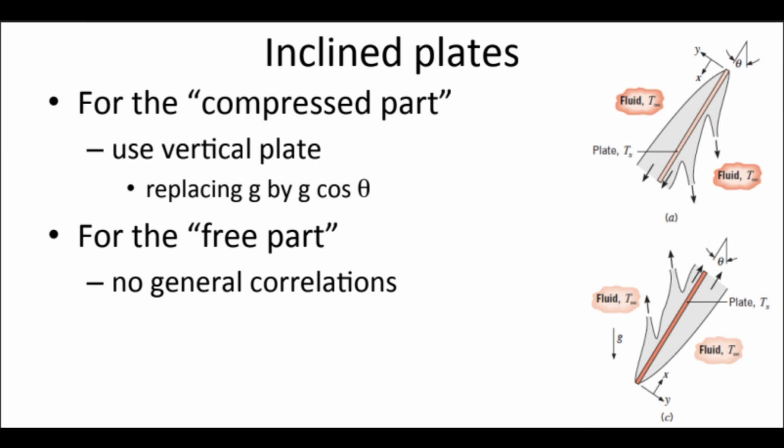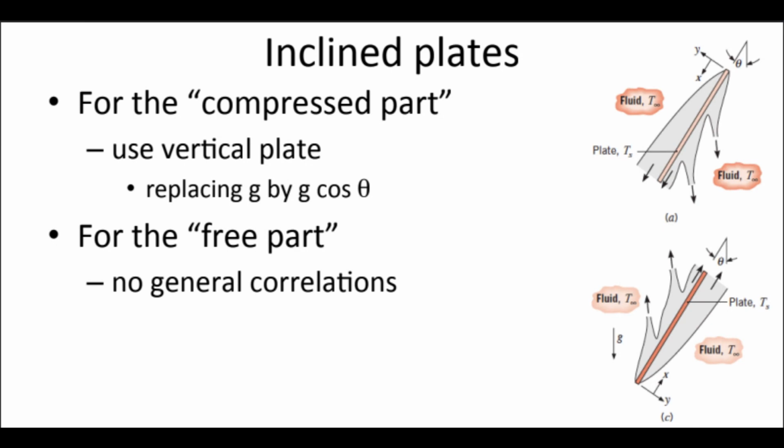These two sides behave very differently. The side that is compressed behaves like a normal vertical plate. Nothing to write home about, other than that because it is inclined, the effect of gravity is reduced. So you do the exact same formula, but you replace gravity by the projection of gravity on this axis. If it is 45 degrees, it is gravity times square root of 2 over 2. It's going to be slightly less intense convection.